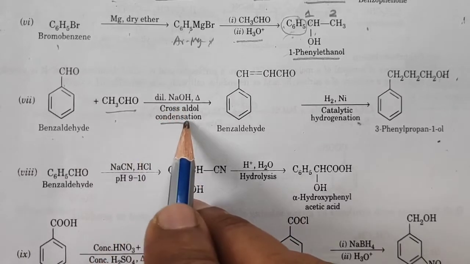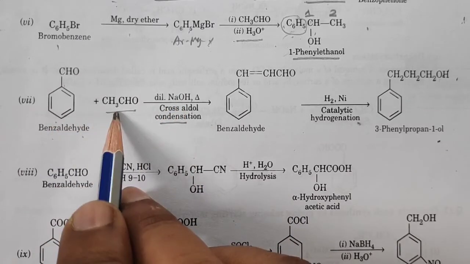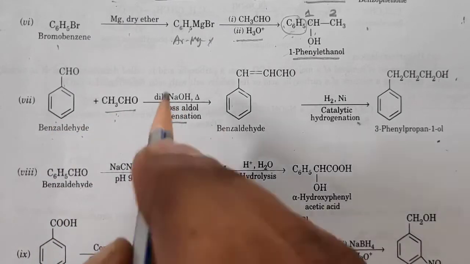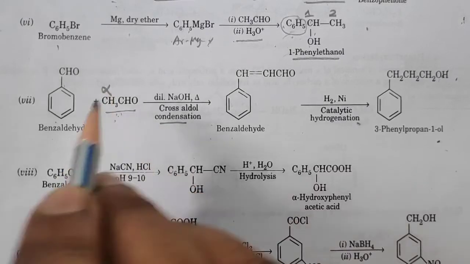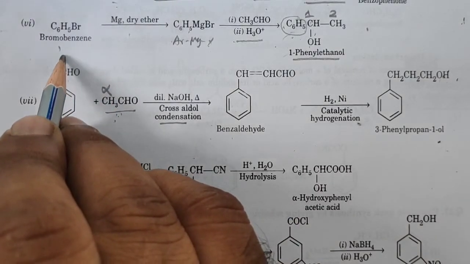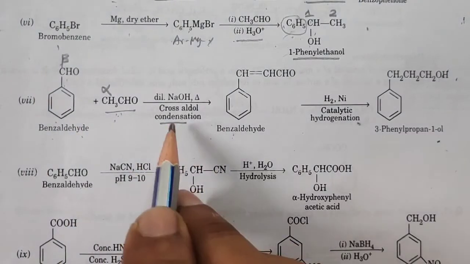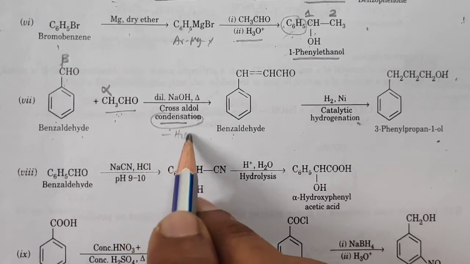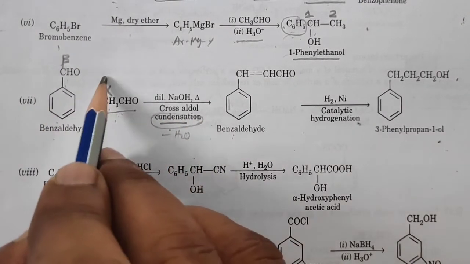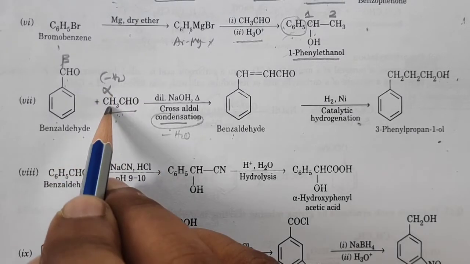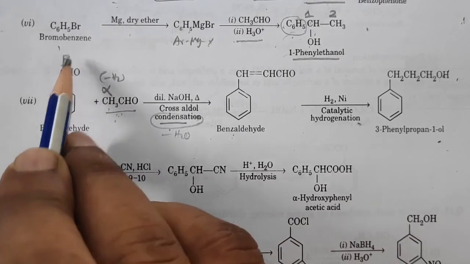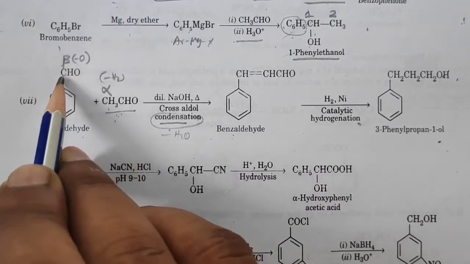Now this is a cross aldol, because both reactants are different. In this case this is alpha, and here you take this as beta. Now this is a direct cross aldol condensation. Condensation means removal of water. So how to remember? From here you remove H2, that is from the alpha position, and from the beta position you remove oxygen. So what is remaining? CH.